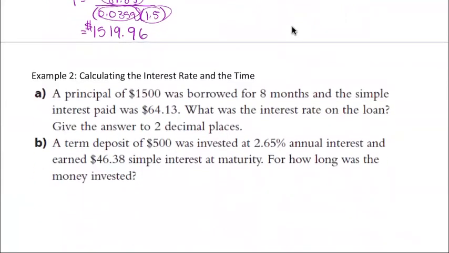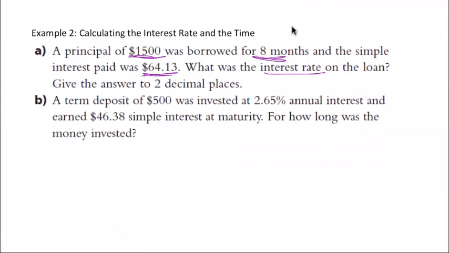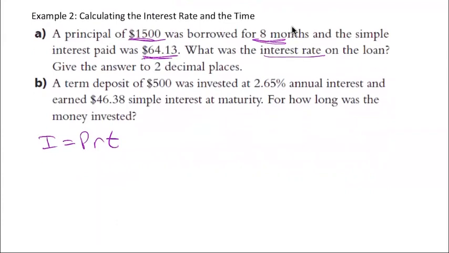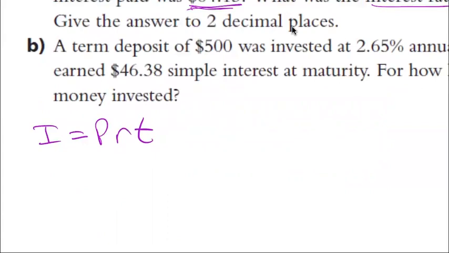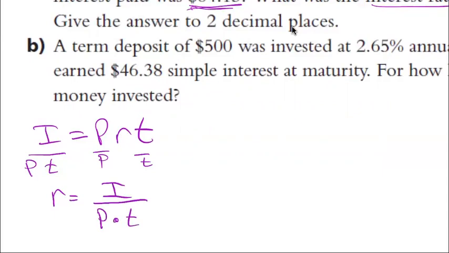A principal of $1,500 was borrowed for 8 months. So there's our principal, there's our time. The simple interest was paid here, $64.13. What was the interest rate? So now we're looking for interest rate. So if I take my formula, I is equal to PRT, and I rearrange this formula for my rate, I'm going to divide by P, divide by T. I get my interest rate being equal to my interest divided by my principal times my time.